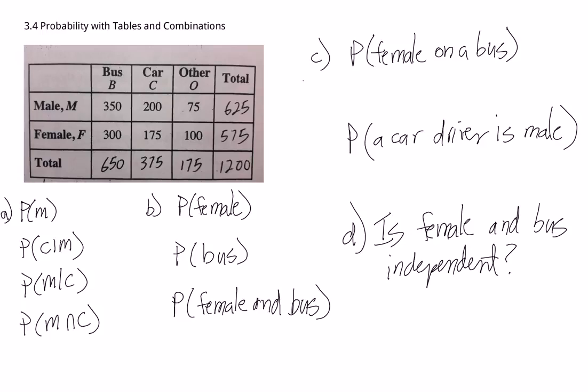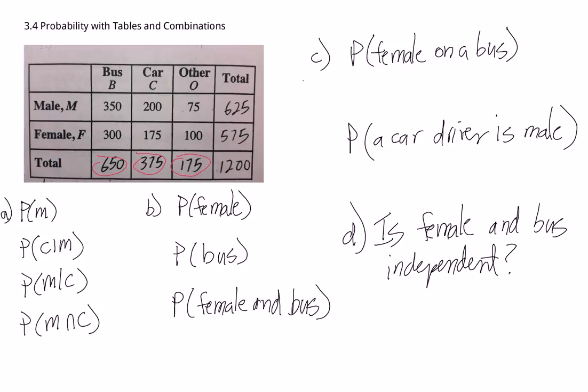So the first thing you want to do with any of these questions, if they gave you a table question, is you want to figure out those totals. So I wrote in here all of our totals for each. All of the kids that ride a bus were 650. All the ones that drive a car were 375. All the ones that did other was 175.